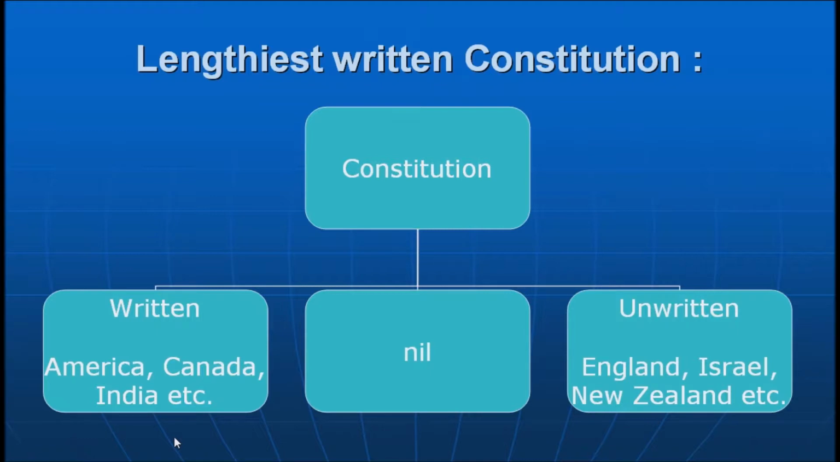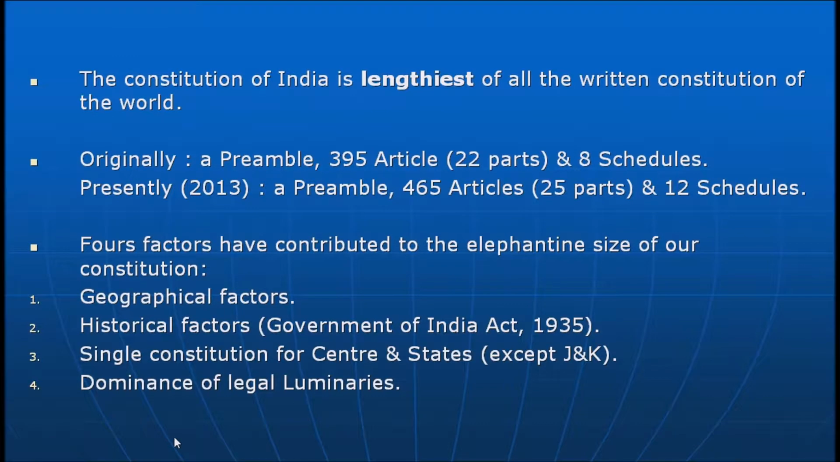Written constitutions are those constitutions which are well documented, just like the Constitution of America, the Constitution of Canada and the Constitution of India. Whereas some countries don't have a properly documented constitution, just like England, Israel and New Zealand. All these countries do not have a proper documented or written constitution. The Constitution of India is the lengthiest of all the written constitutions of the world. So this is one thing.